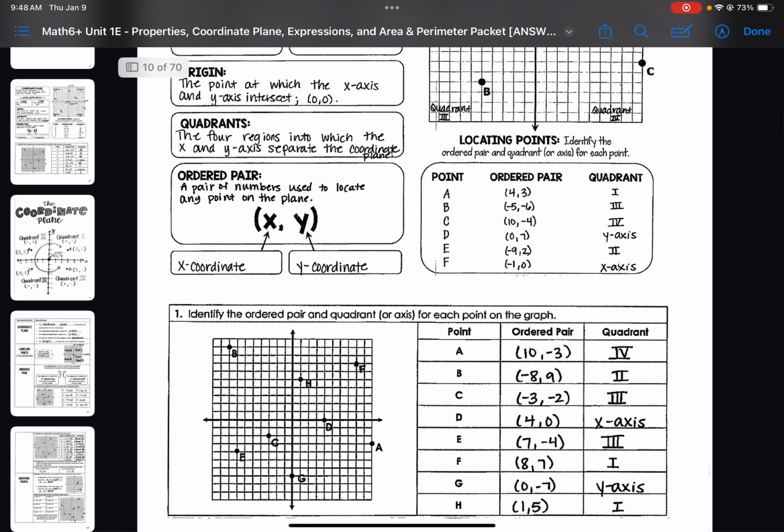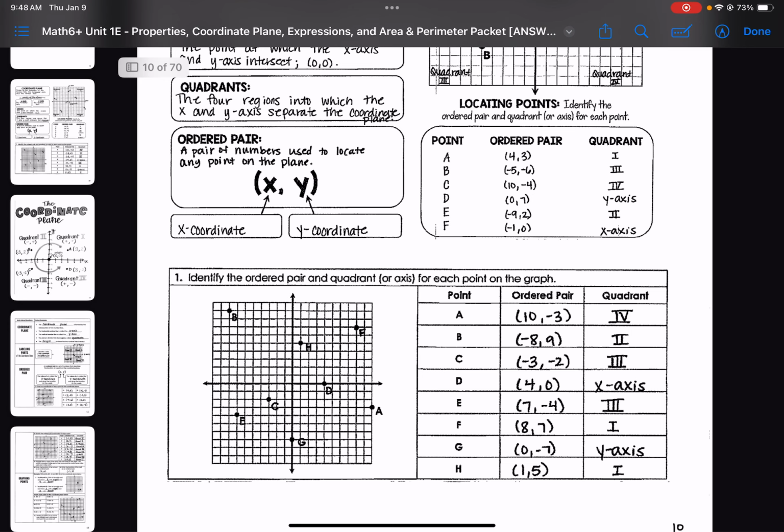Now that you've done the bottom, check your answers. Did you get the ordered pair right? Did you get the quadrant right? Did you see that it was the correct location? And go from there. Go ahead and try page 12. And pause the video here before you see your answers.